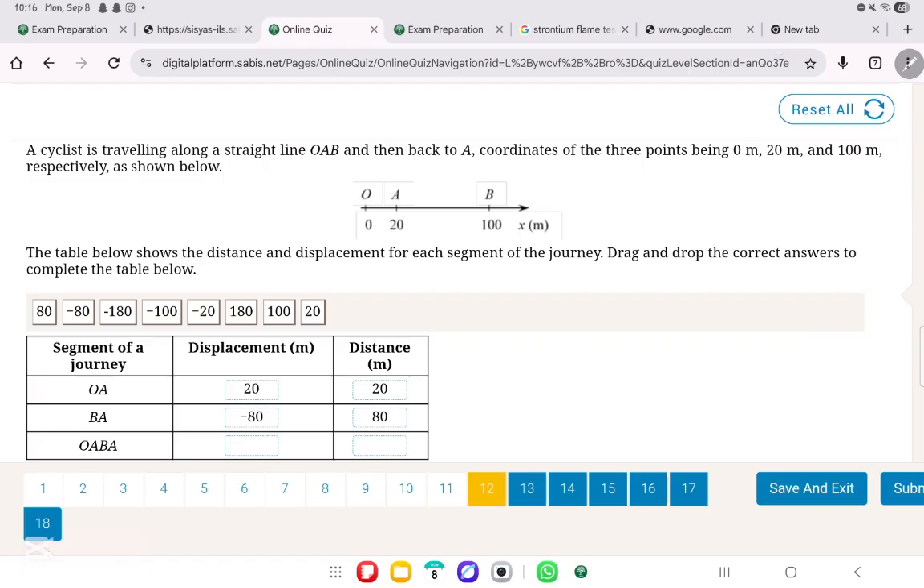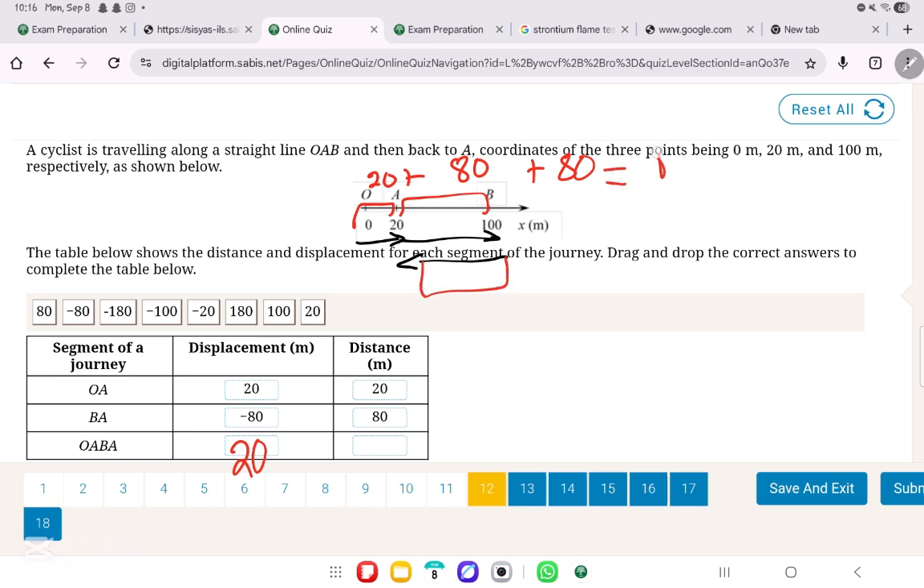OA, AB, BA. What, first of all, is the displacement? Displacement is x final minus x initial. So 20 minus 0, that is 20. This is our displacement. Whereas the distance, which is the length of the path covered, is 20 plus 80 plus 80 again. Because 20 and then 80 and then 80 again. So 20 plus 80 plus 80 is 180. Okay, so 20 and 180.